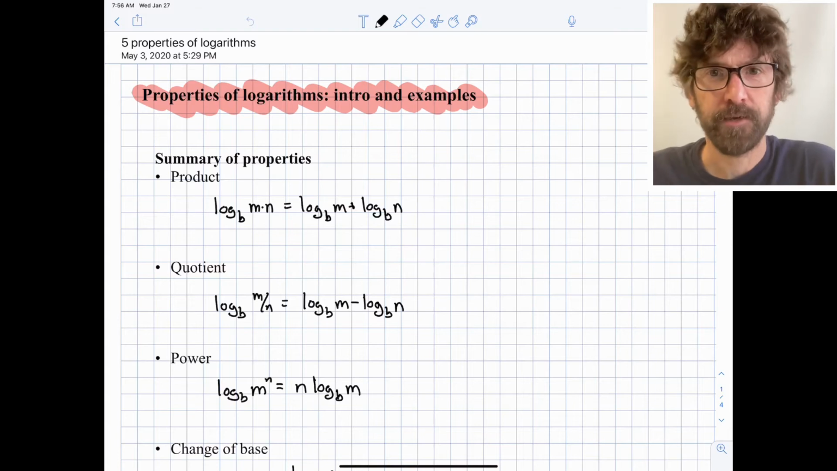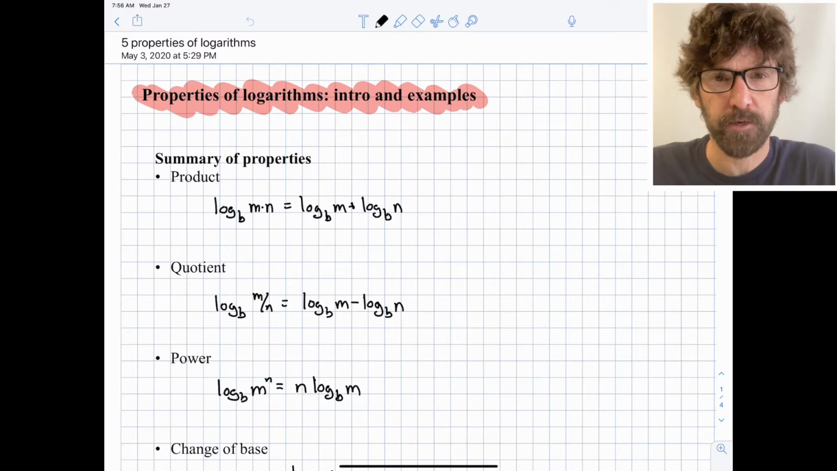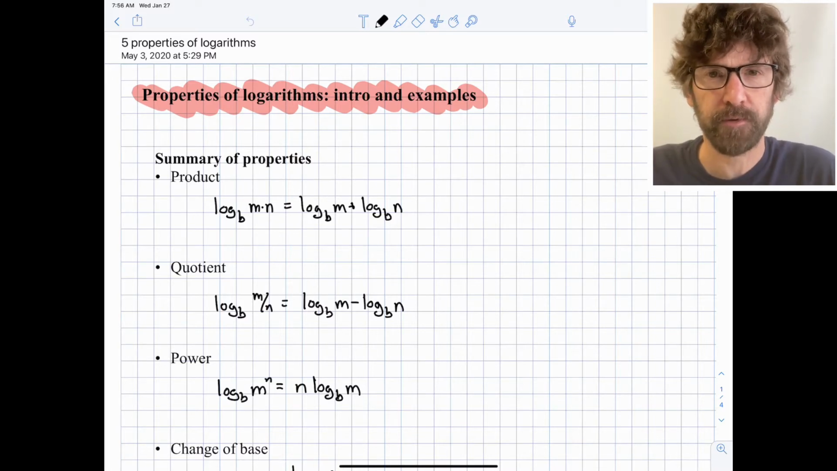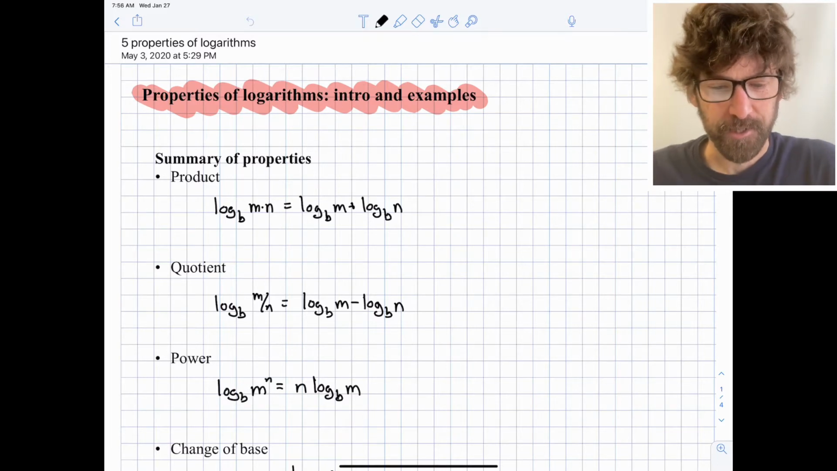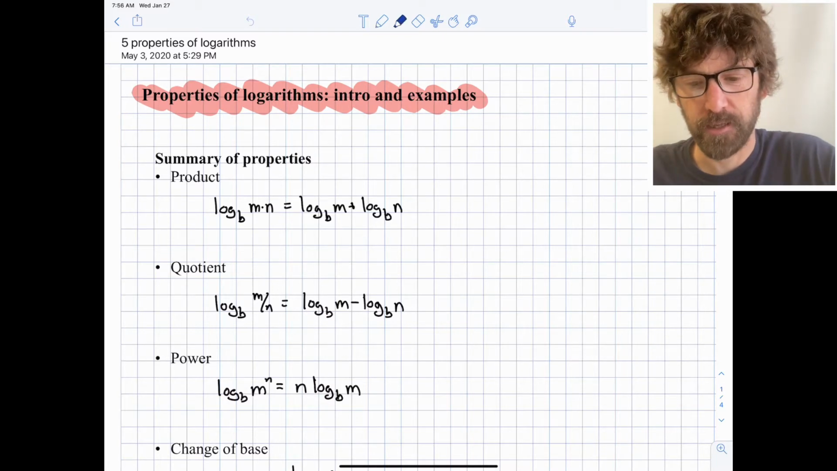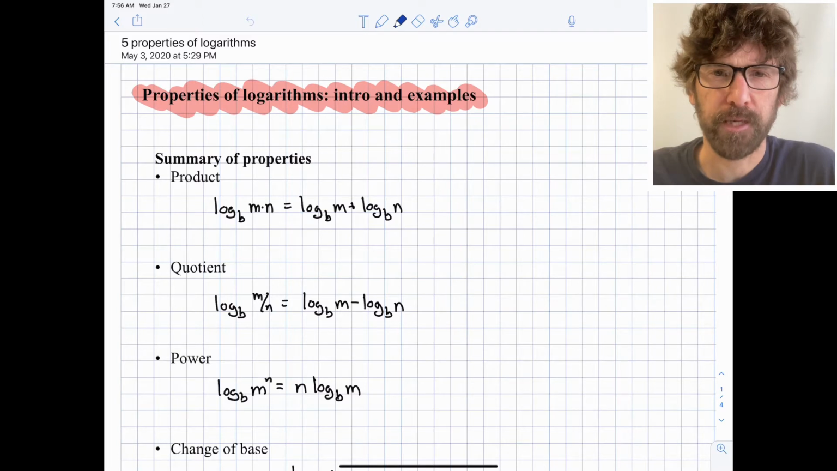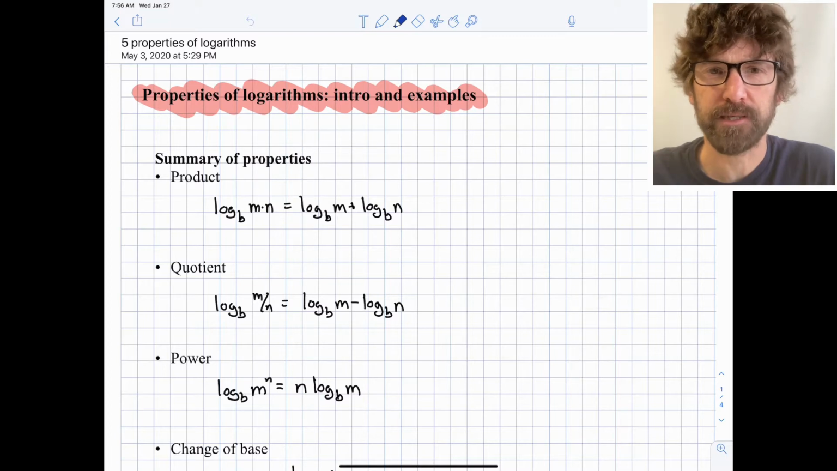All right, this is a video on properties of logarithms, and we'll start off with an introduction going over a summary of the main properties we'll be working with, and then we'll be doing a few solved examples. So the first property we'll look at is called the product property, and we won't really get into a derivation of where these properties come from, but I will try to touch on a little bit of a connection between these properties and analogous exponential properties.